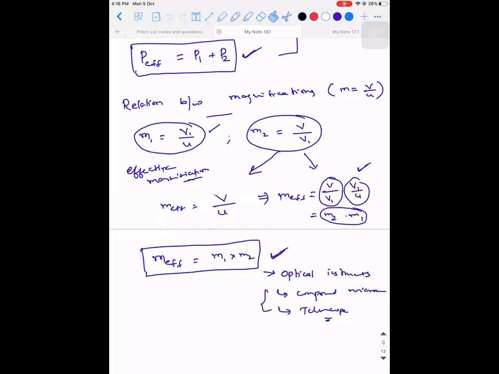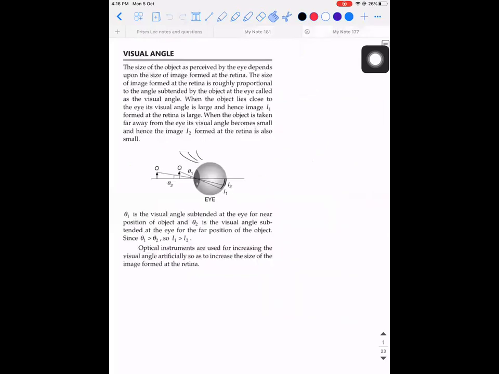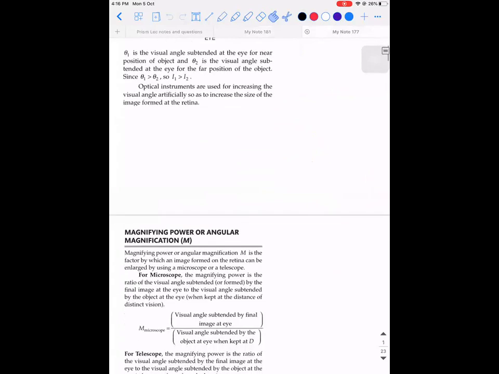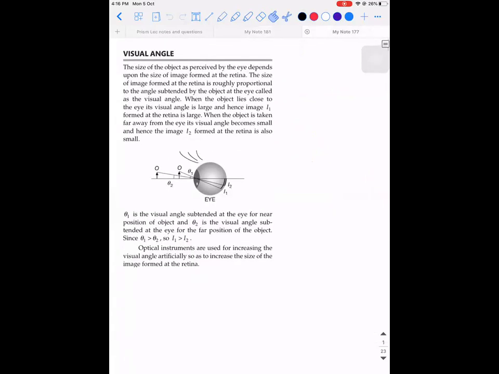Okay, now listen. This is going to be the building block for us to understand optical instruments. So for today, I will try to explain the simple microscope. Before I explain optical instruments, I need to introduce a concept called visual angle.